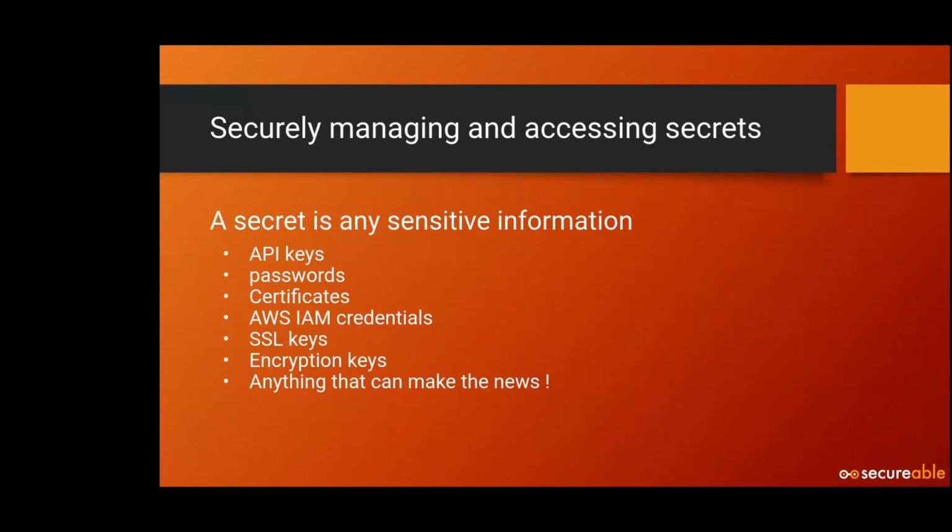So let's talk about some secrets now. As we said, a secret is any sensitive information. You guys probably know this more than most people, but API keys and SSL keys, encryption, passwords, and we put at the bottom there anything that can make the news. So if something's leaked or put into a GitHub repository, which has happened on numerous occasions, where someone's put the certificates required to encrypt the drone firmware, for example, that's just gone into a public repository. SECURABLE helps you stop that from happening.